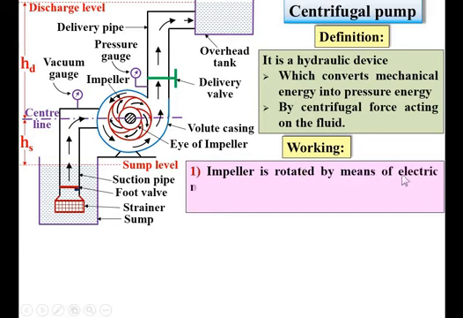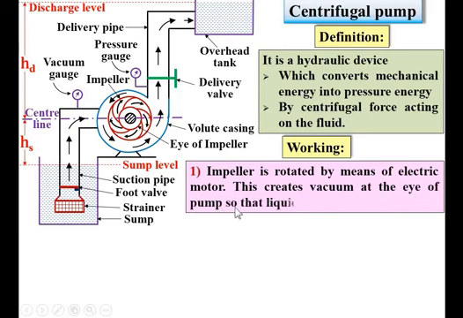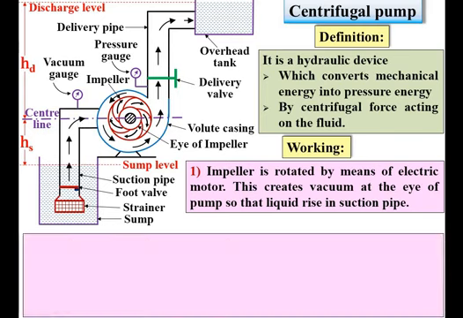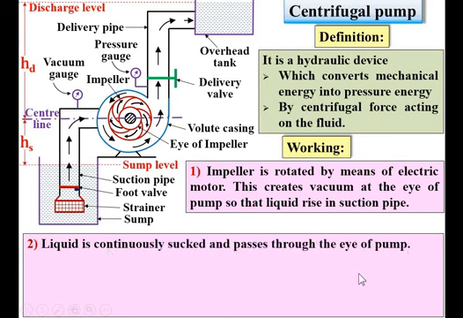The impeller is rotated by means of an electric motor. This creates vacuum at the eye of the pump so that liquid rises in the suction pipe. So here you can see the impeller is rotated by means of an electric motor, and so it creates a vacuum at the center of the impeller, and over here the liquid is at atmospheric pressure. So due to that pressure difference, liquid rises in the suction pipe. Next, liquid is continuously sucked and passes through the eye of the pump.